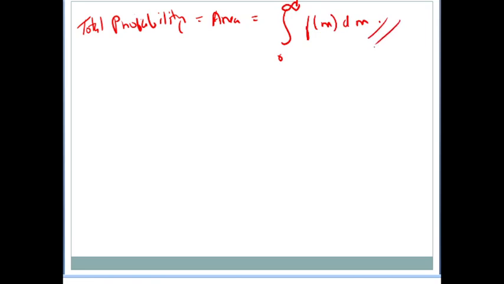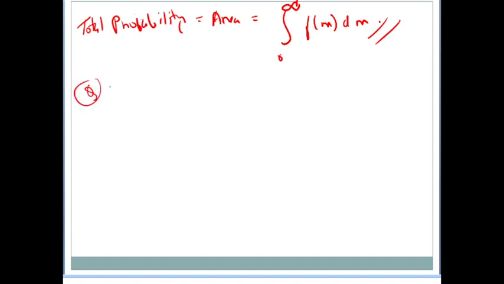Now what will be the probability? Total probability for the exponential distribution is equal to area, and it will be the integration from 0 to infinity of f of x dx. Remember that it is from 0 to infinity. Okay, that's all.